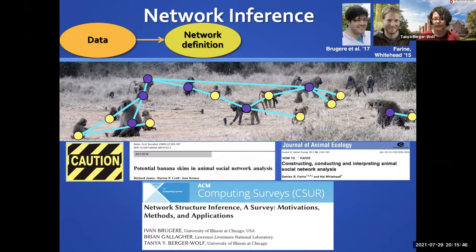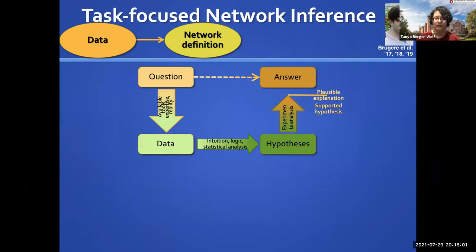And most of them essentially are pretty ad hoc. And a lot of the analysis assumes that, okay, we have a network, now let's do something. But we don't have a network. What we have is data and a question on that data, right? So how do social animals make decisions?